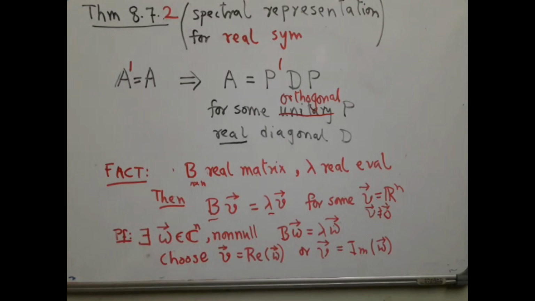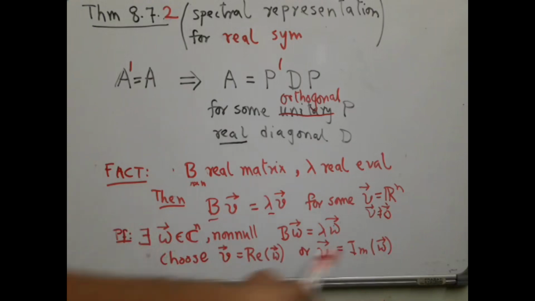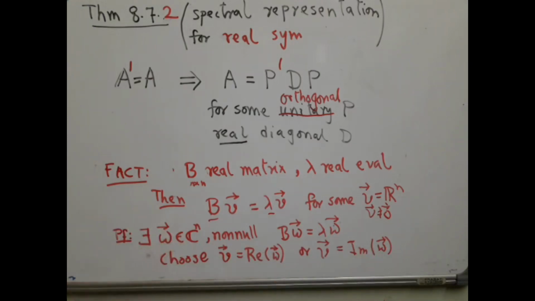So here is the proof that I have written down. Since it is an eigenvalue, there is some non-null vector w which satisfies this. In general, this is a complex vector. You look at the real part and the imaginary part. At least one of them must be non-zero, because w is non-zero. So just use that here and you will get the result.